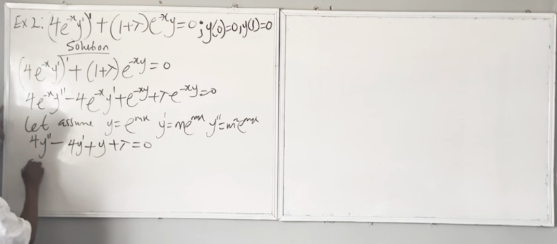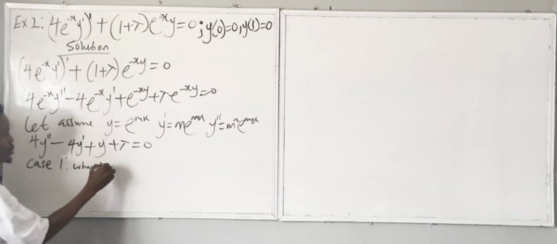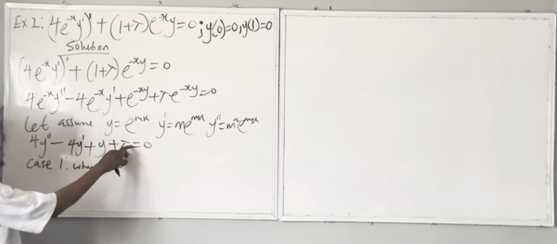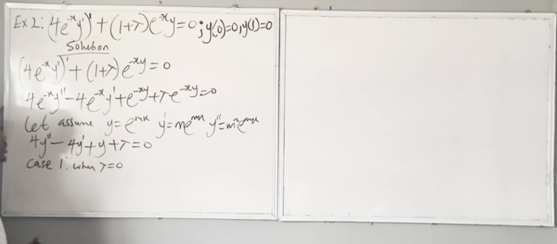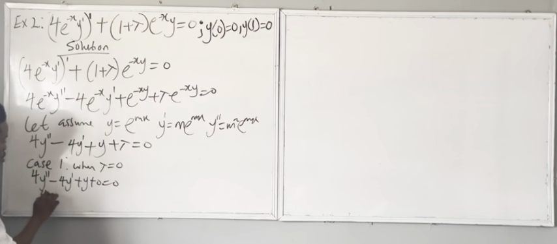So we now consider case 1. Case 1 is when lambda is equal to 0. So whenever I see lambda, I'm going to put 0. So what am I going to have? I'm going to have 4y double prime minus 4y prime plus y plus 0 is equal to 0.